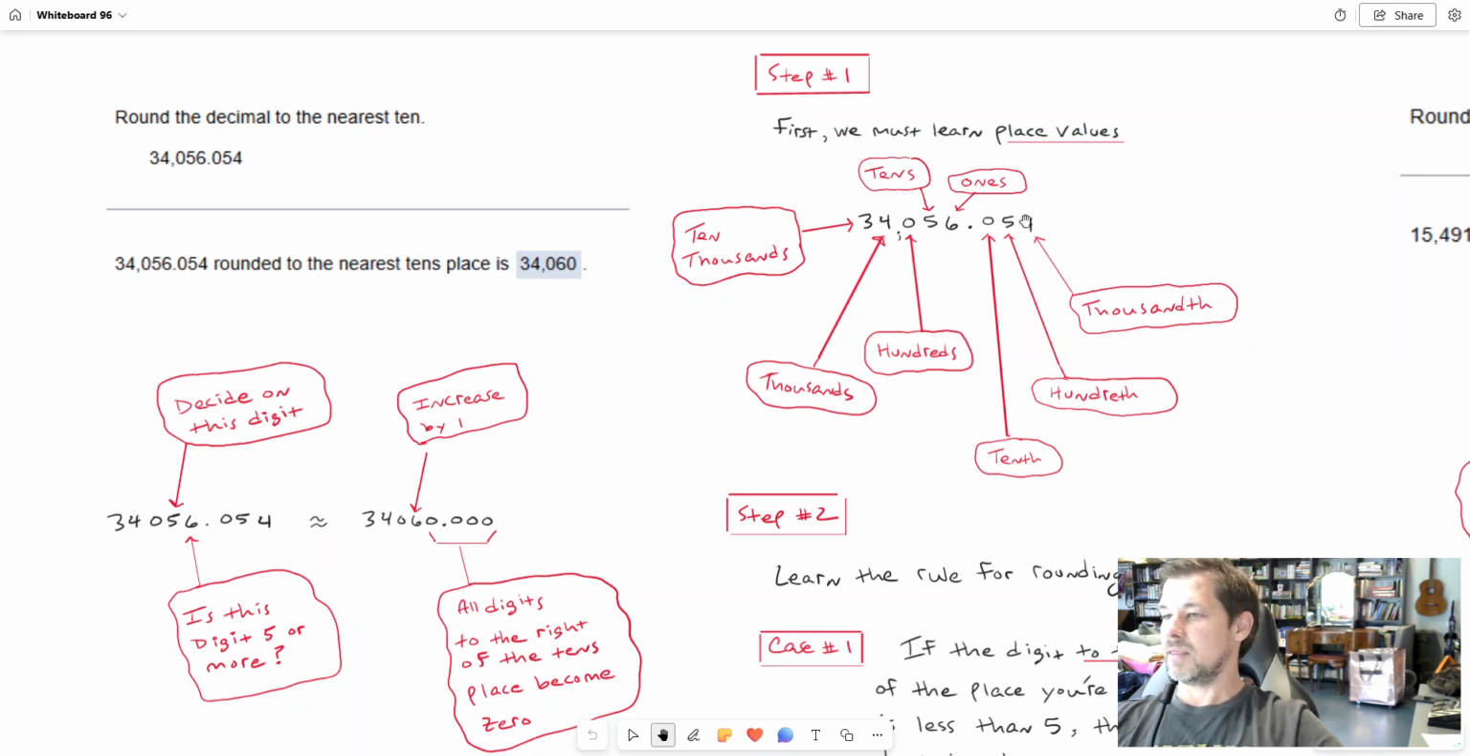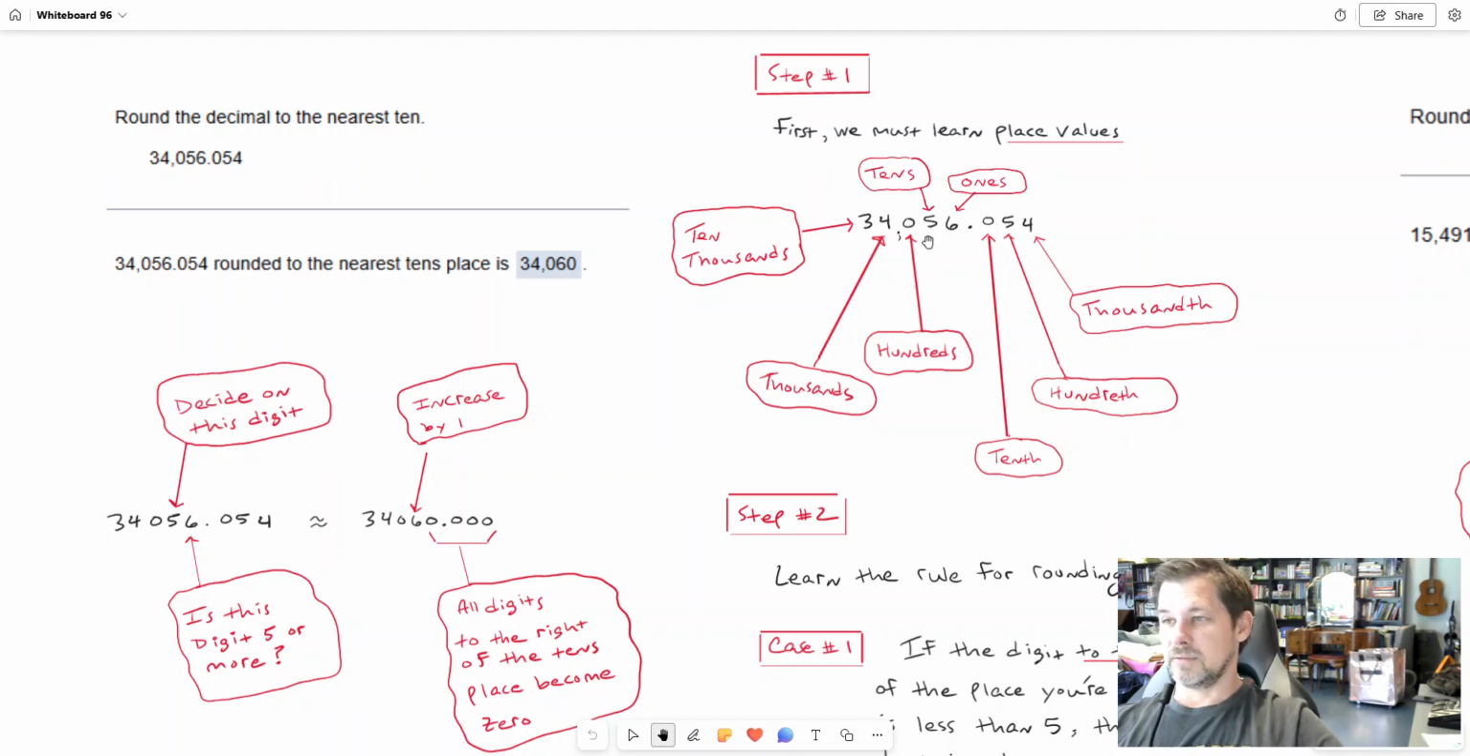Okay, we've got the thousandth place here, the hundredth place here, the 10th place here. Then there's the decimal point, the ones place, the tens place, the hundreds place, the thousands place, and the 10,000th place. So we learned the place values because look how this question refers to rounding. It says round to the nearest 10. So what does that mean? It means that the digit that we're going to decide about in this problem of rounding that number is in this spot right here, the tens place.